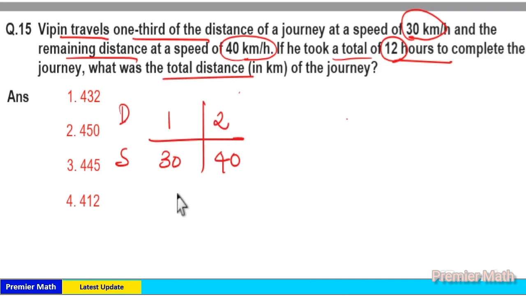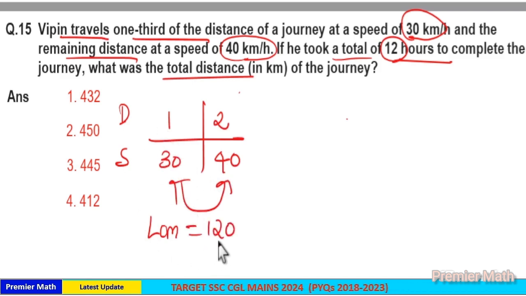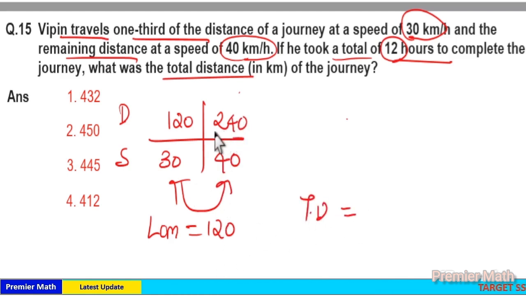So write 1/3 and 2/3 as 1 part and 2 part. Now distances are not equal. So in that case, take the LCM of speed, that is 30 and 40. LCM of 30 and 40 is equal to 120. So consider 1 part as 120. Then 2 part is equal to 2 into 120, 240. So total distance from LCM method is equal to 240 plus 120, 360. So this is 360 part and we have to find out what is 1 part.